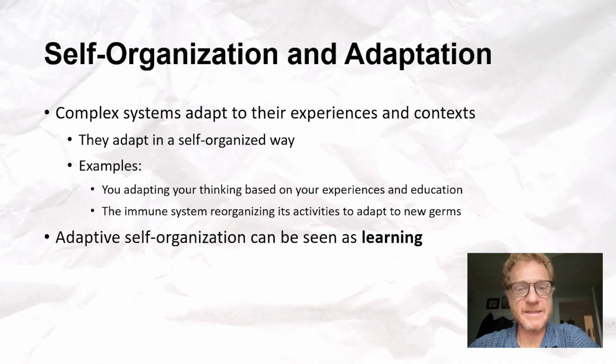Two other new conceptual tools within complexity thinking are self-organization and adaptation. Complex systems adapt to their experiences and contexts the way species adapt to their environments. Unlike machines, which require an outside designer to redesign or fix them, complex systems adapt themselves in a self-organized way. Examples include the way you have adapted your thinking based on your experiences and education.